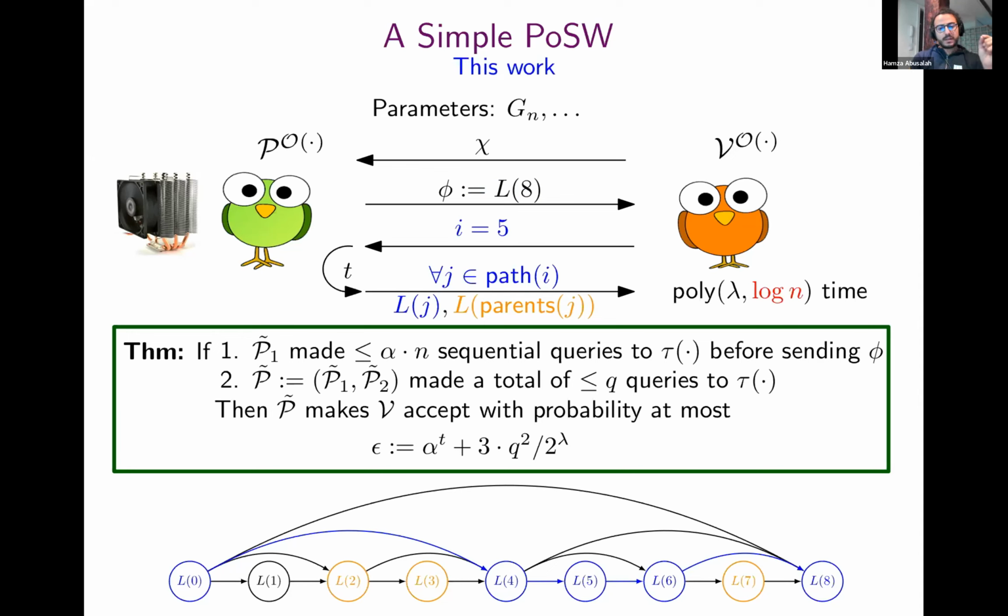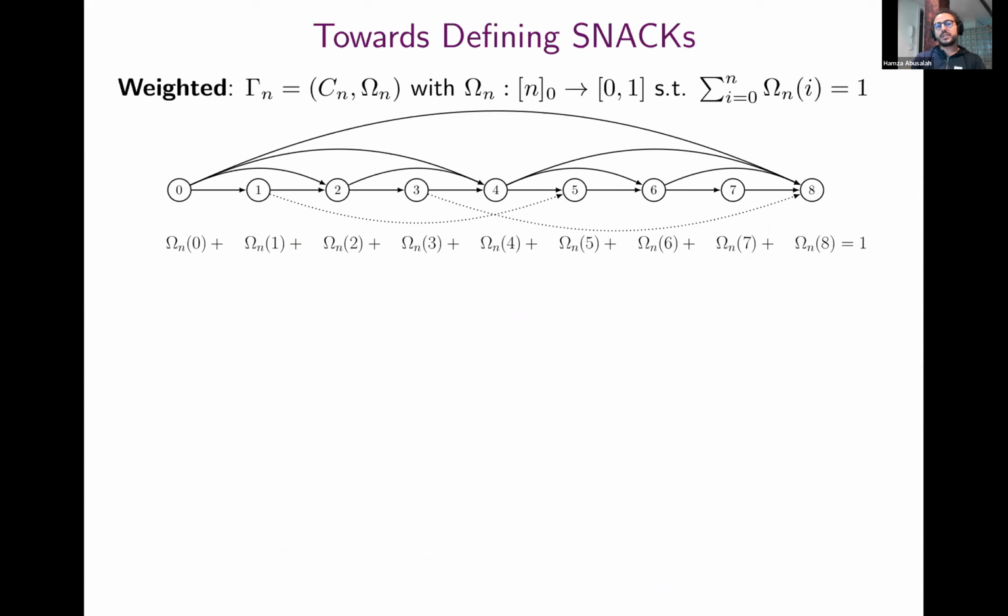So we're coming close to defining snacks and then materializing them. We need one more notion for that. We use the notion of weighted graphs, where, say just an example like this, each node has a weight, and the sum of the weights of all the nodes is 1.